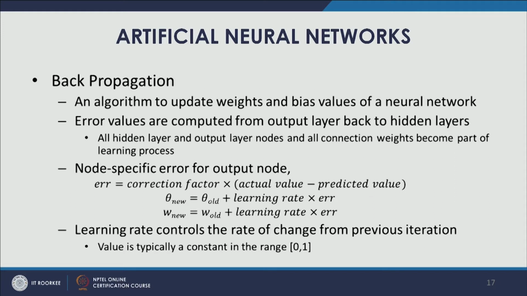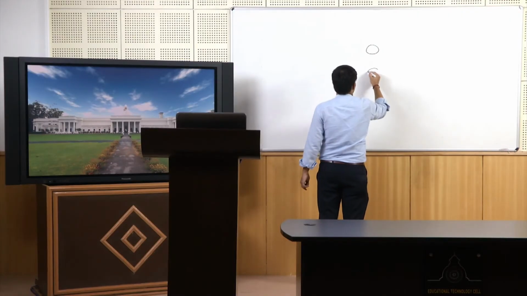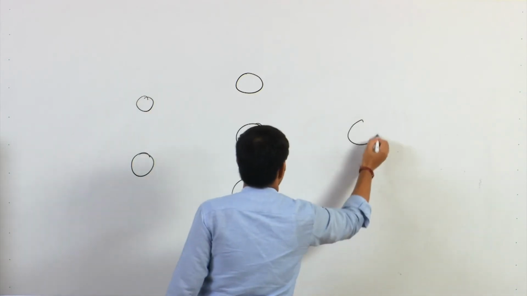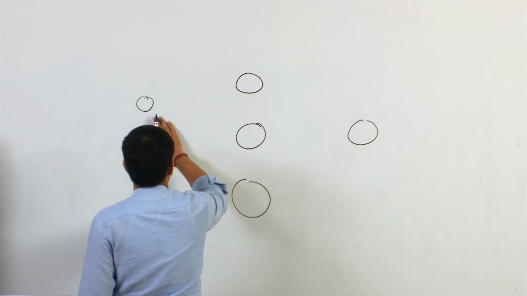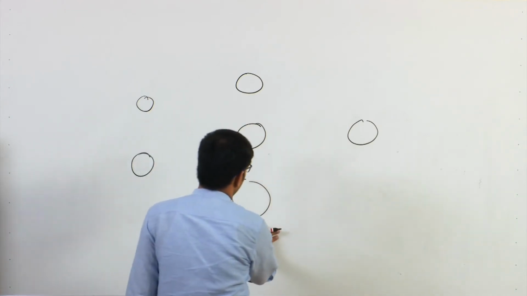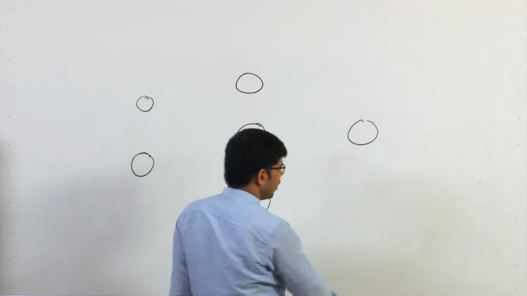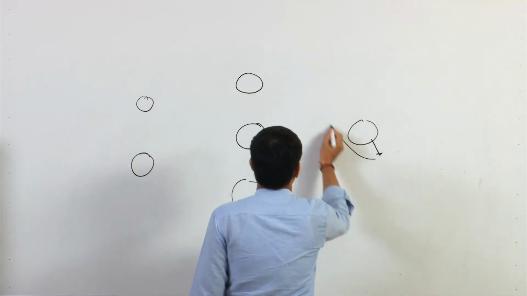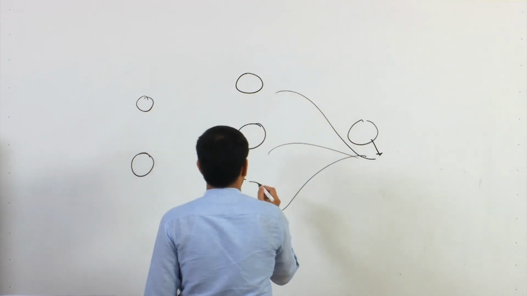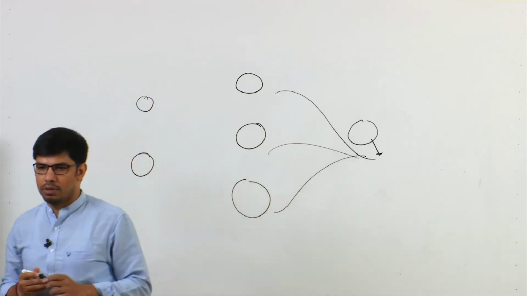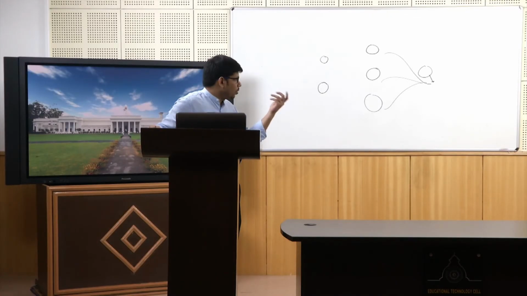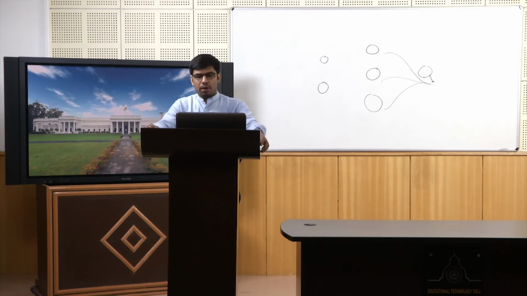We can understand the same thing through a diagram. For example, in the previous lecture we used this particular neural network. We had two nodes in the input layer, then three nodes in the hidden layer, and then one node in the output layer. The error values would be computed here, and then they would be propagated back to the hidden layer nodes. That is why this algorithm is called back propagation. Error values are computed from the output layer back to the hidden layer nodes.